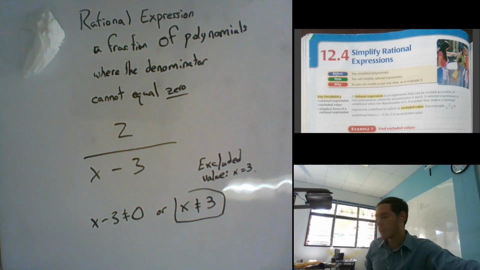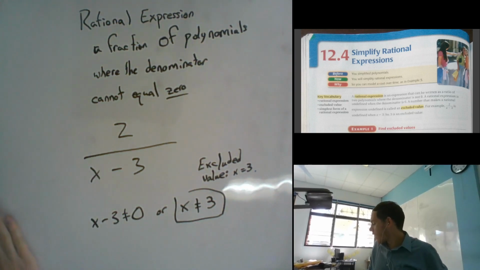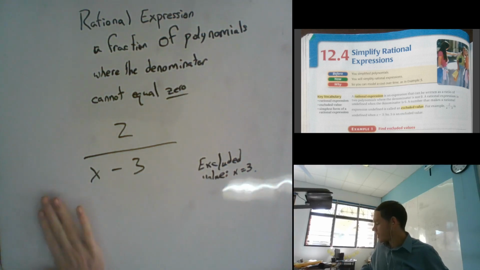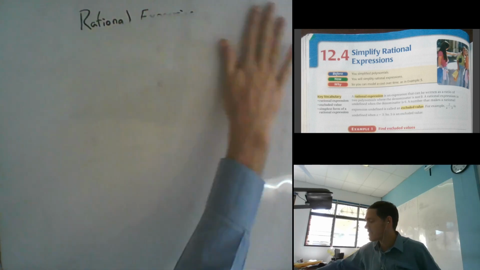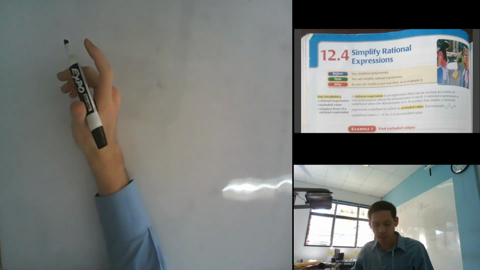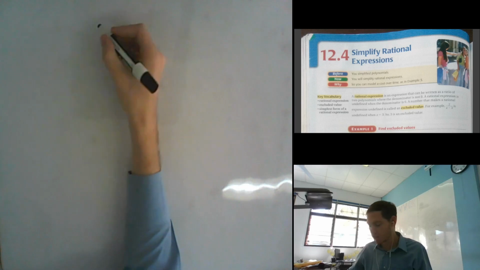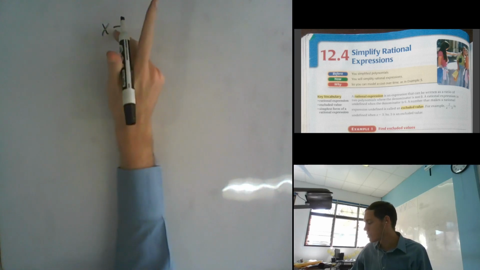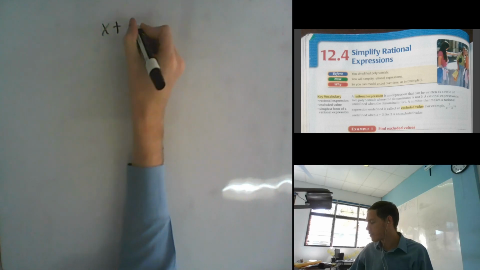There we go. Okay, so basically we're going to find excluded values in order to simplify this. So before we can simplify, we need to find excluded values. Okay? So excluded values is basically when we set the denominator equal to 0 and then solve that.